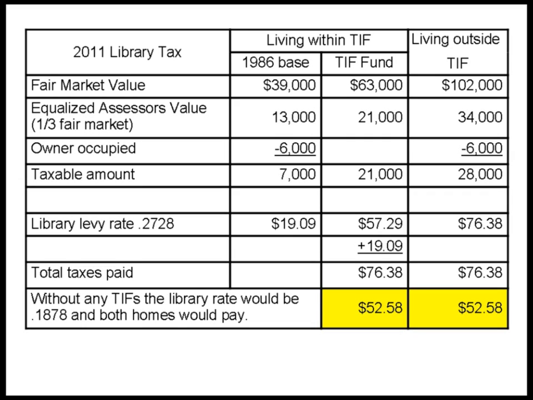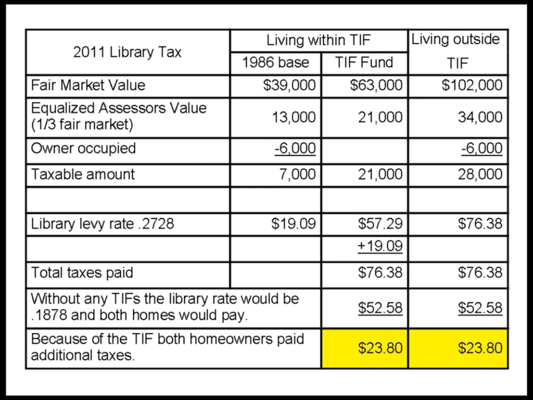Now back to the spreadsheet. If we apply this rate to the taxable amount of both homes, we see that both homeowners would have paid an equal library tax of $52.58. What this means is that because of the TIF, both homeowners paid an additional $23.80 in taxes.